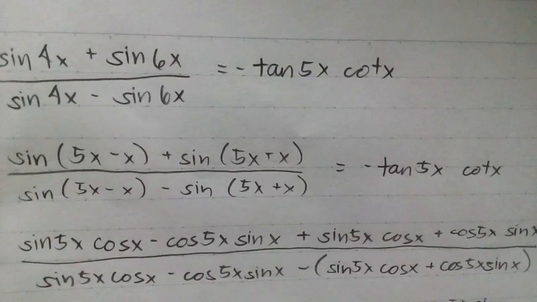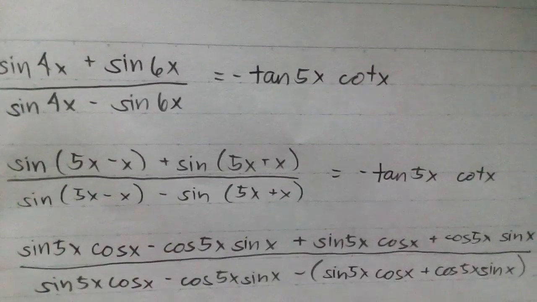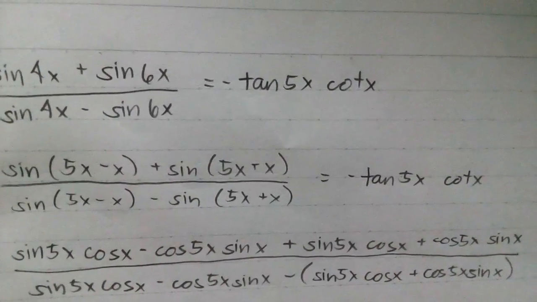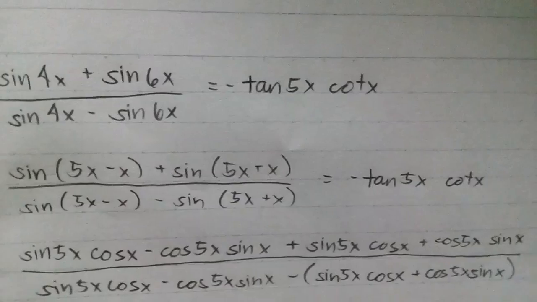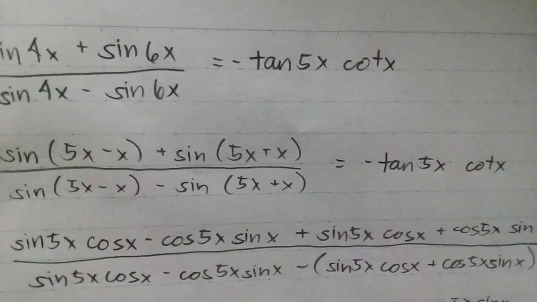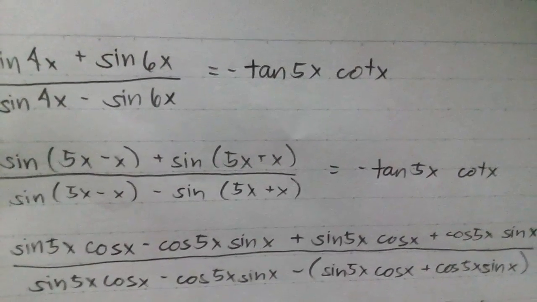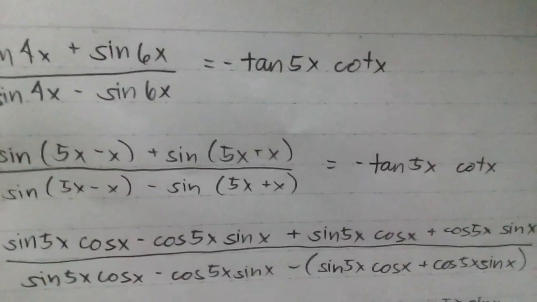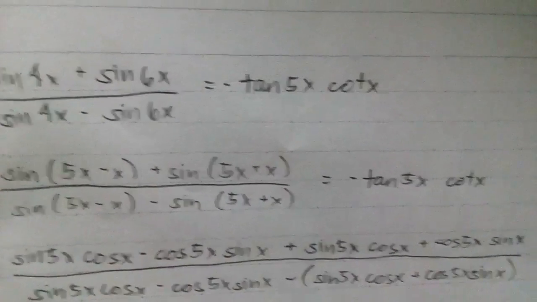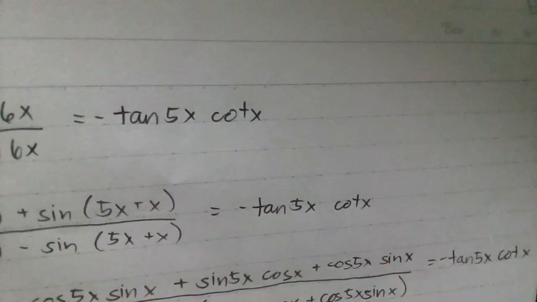Sine 5x cosine x minus cosine 5x sine x plus sine 5x cosine x plus cosine 5x sine x. For the denominator, we'll have sine 5x cosine x minus cosine 5x sine x minus quantity sine 5x cosine x plus cosine 5x sine x is equal to negative tangent 5x cotangent x.